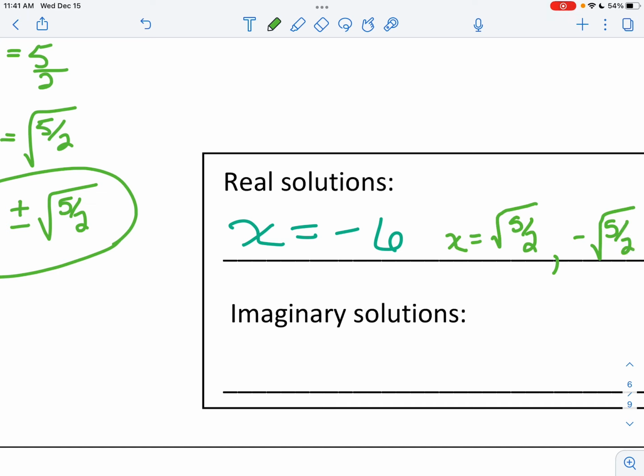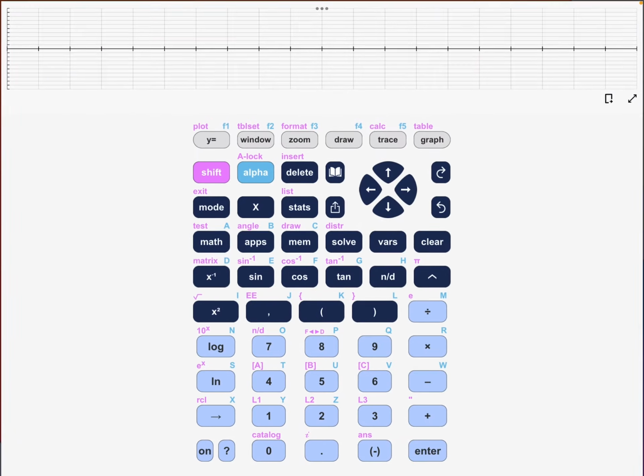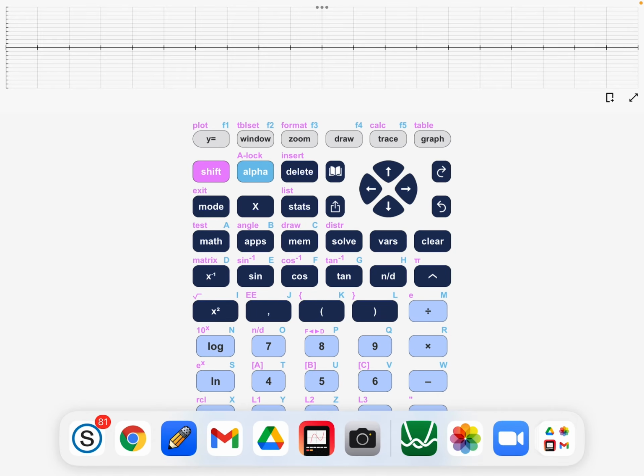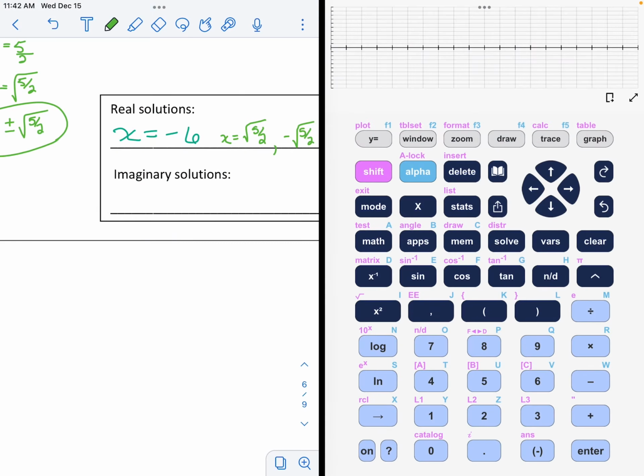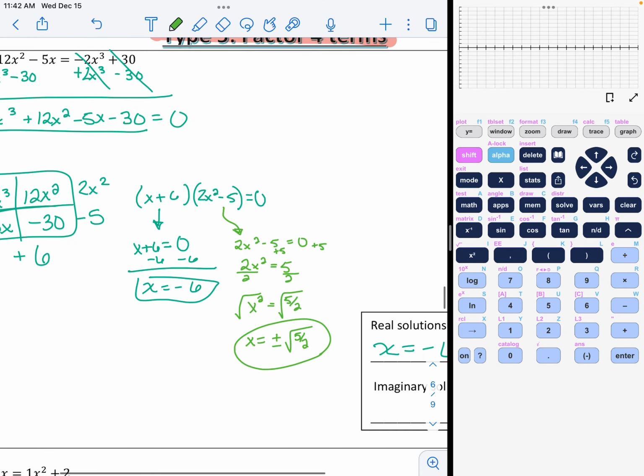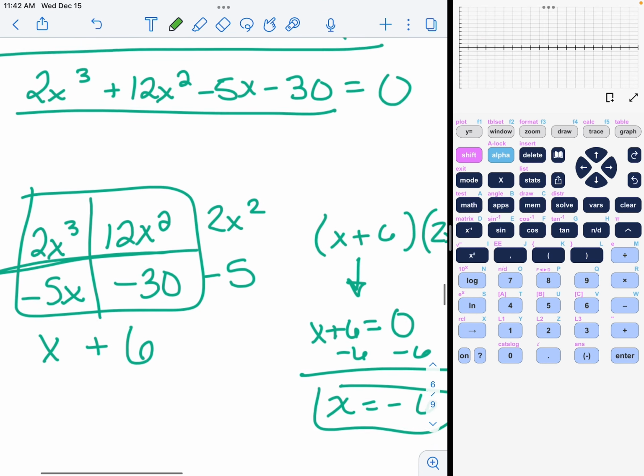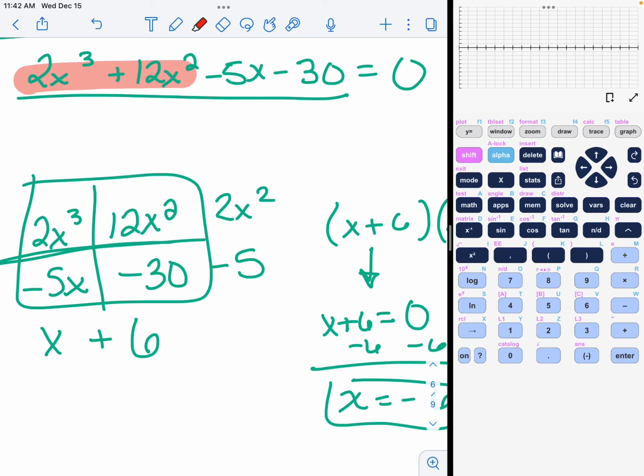Now, I wonder how I could verify these. Maybe I could use a graphing calculator. And if I got lucky, I still have it there. I bet I don't. I bet I got rid of it. There's your equation right there, highlighting it in red.